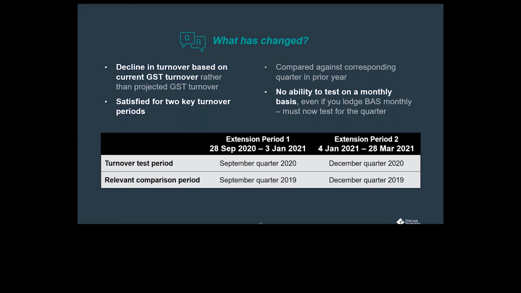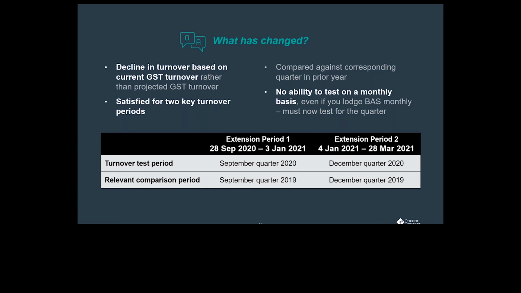Once we get to the fortnights commencing from the 4th of January next year through to the end of the extended JobKeeper 2.0 scheme on the 28th of March, you will then need to do a retest based on your turnover for the quarter ended 31 December 2020 and comparing that to your turnover for the equivalent quarter in 2019.